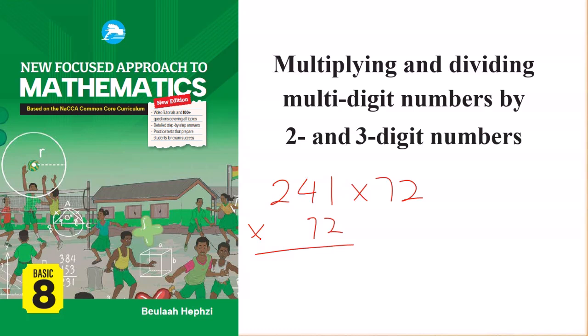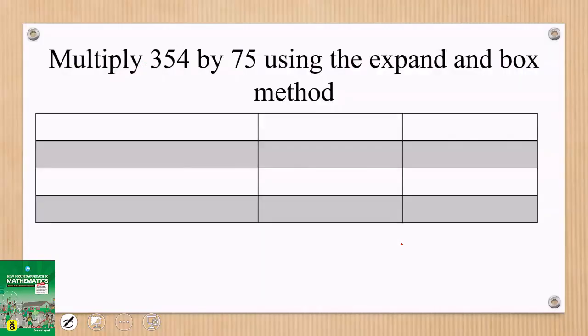So we are going to look at one or two of them, and then see how best they will help us solve as fast as we can. Let's say, for example, you are given 354 to be multiplied by 75 using the method called the expand and box method. What you do is expand the first number and then multiply each part of the expansion by 75, which has also been expanded.